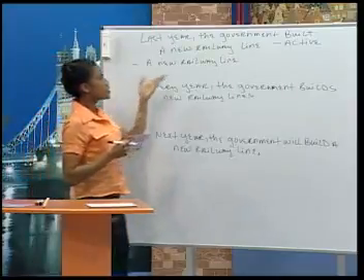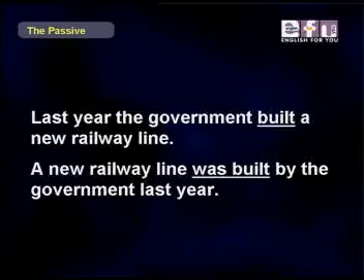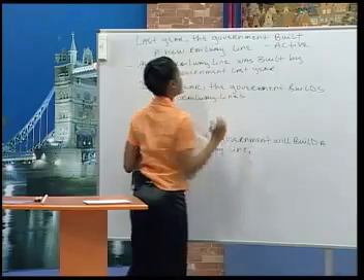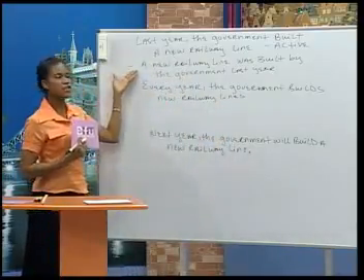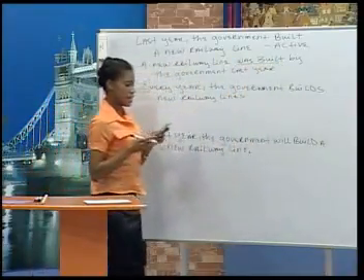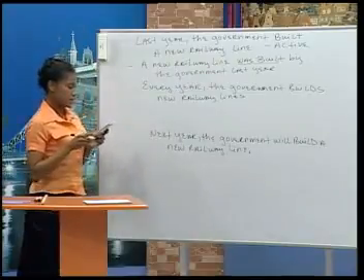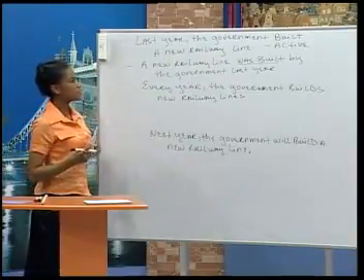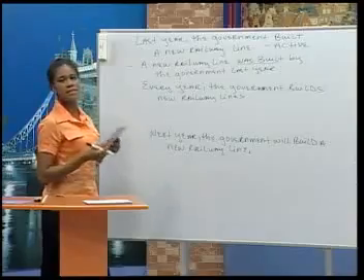Alberto, could you put this sentence in the passive, please? A new railway line was built by the government last year. Okay, so our passive sentence is a new railway line was built by the government last year. Okay, can you put last year at the beginning? Yes, of course. Last year, a new railway line was built by the government. Yes, it's the same sentence.